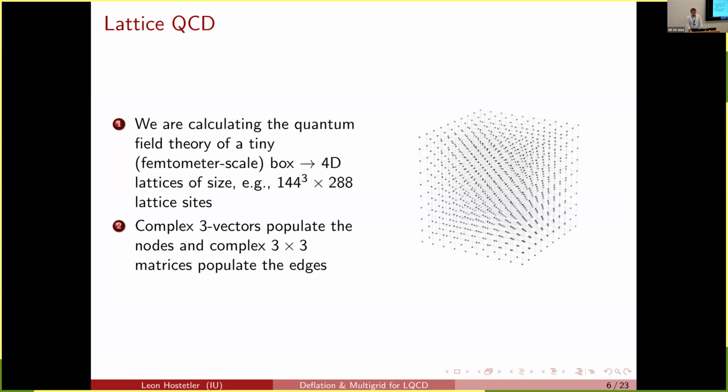Okay, so what are we trying to do in lattice QCD? We're essentially calculating the quantum field theory of a tiny femtometer-scale volume of space-time. And we do this by representing this volume on a 4-dimensional lattice. And on this lattice, we represent the quark fields as a field of 3-vectors that live on these lattice sites. And the gauge fields, the gluons, are represented by a field of complex 3x3 matrices that live on the links between the lattice sites.